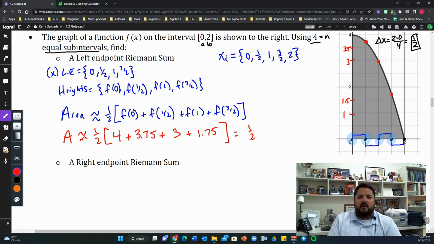So we would get 1/2 times 10.75, 11, so 12.5. Or we get 6.25 for the approximation of that area.